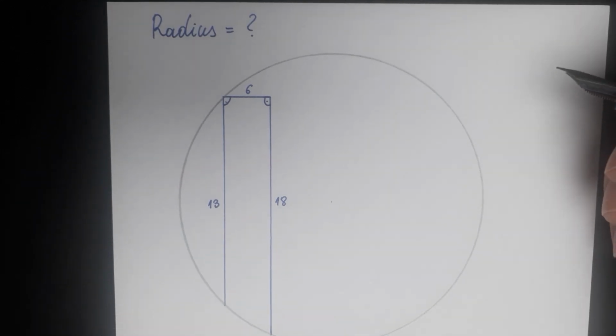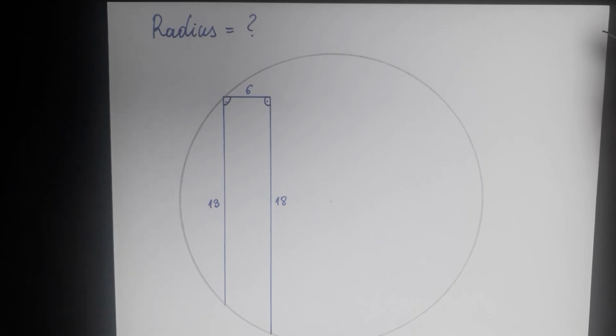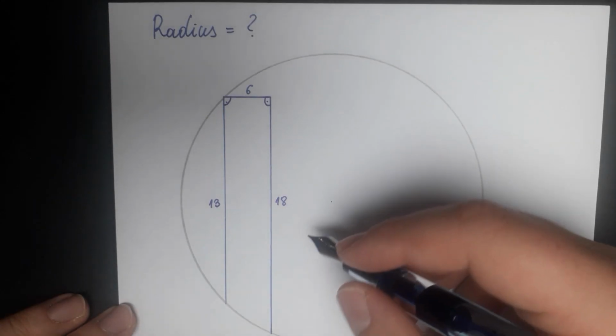I will show you two different methods for tackling this problem. The first method is amazing because I will use four different theorems. I will use the chord-chord power theorem, the perpendicular bisector of a chord, the Thales theorem, and everyone's favorite, the Pythagorean theorem. Now we have the following problem.